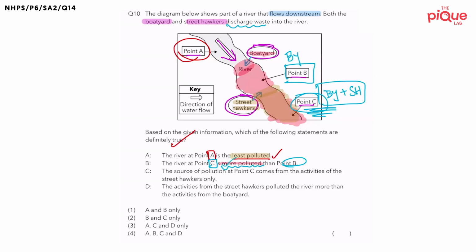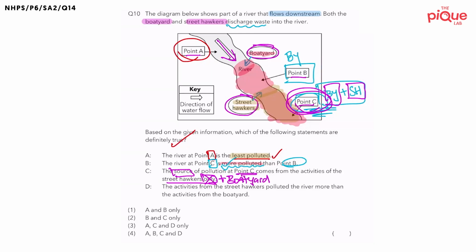Let's go to statement C. Statement C says that the source of pollution at point C comes from the activities of the street hawkers only. So again, we are focusing on point C at this point. Does the source of pollution for point C only come from the street hawker? No, right? According to our annotation, not only does the pollution come from street hawker, it also comes from the boatyard. So is statement C correct? No, statement C is wrong already. We cannot only say that it's from street hawker, it is also from the boatyard.